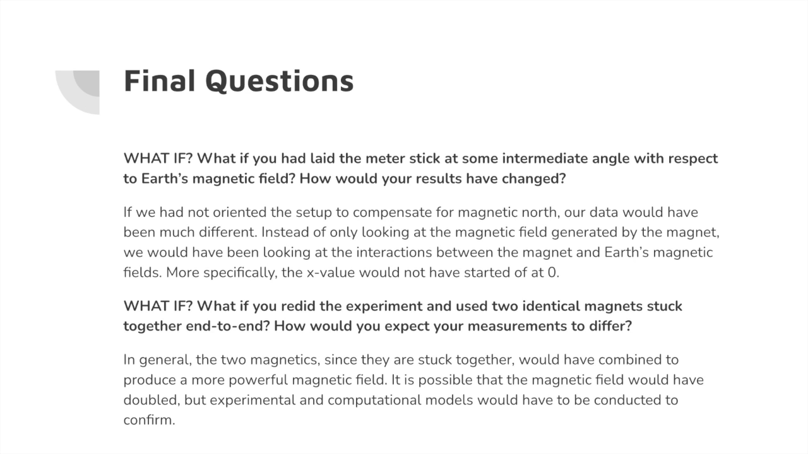The second question inquires as to the changes that would occur if we use two identical magnets stuck together, rather than a single one. In general, the two magnets would have combined to produce a more powerful magnetic field. It is possible that the magnetic field would have doubled, but experimental and computational models would have to be created in order to confirm this theory.